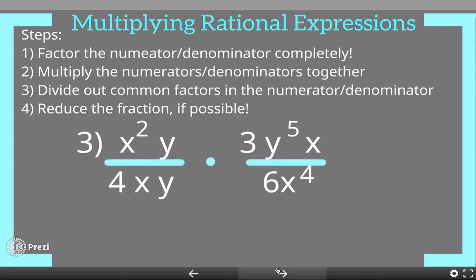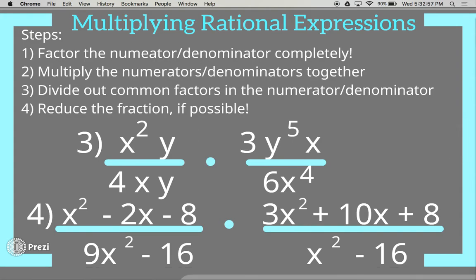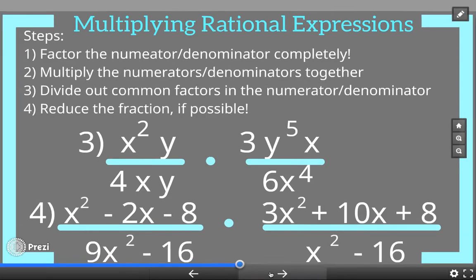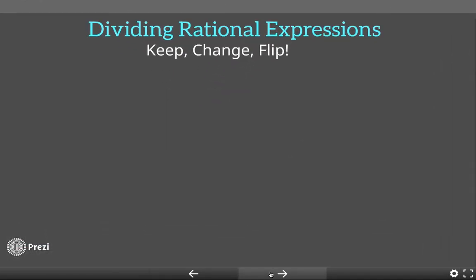To figure out how to multiply two fractions together, go ahead and pause the video and watch example problems 3 and 4. This is the funsy, so hold your horses, you guys. You have to do that later.